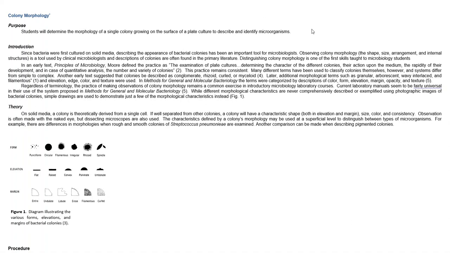Okay, guys, it's going to be lab 3 about colony morphology. In theory, this is what we say. We say that a colony comes from a single bacteria and that we spread these out on the plate so that we can get the colony spread out, because the shape and other characteristics of the colony help us with identification.